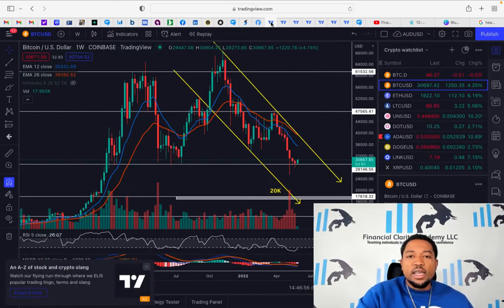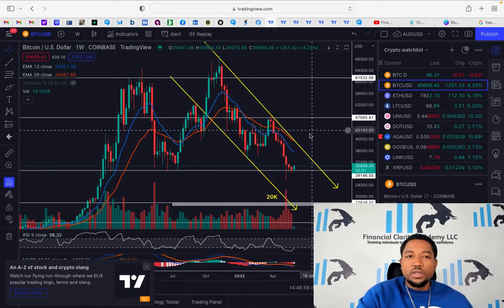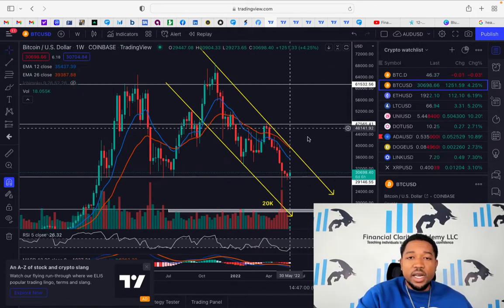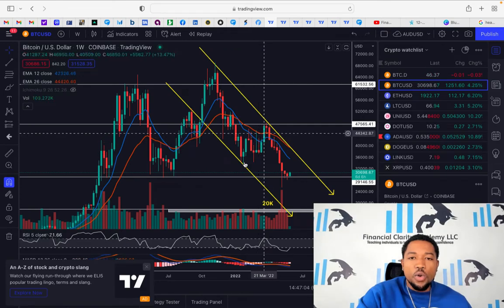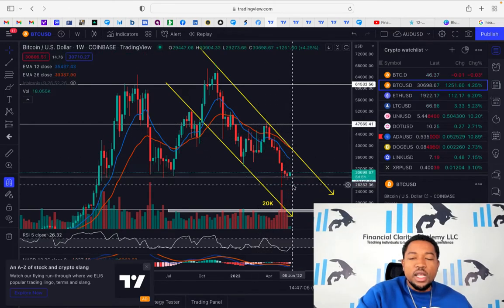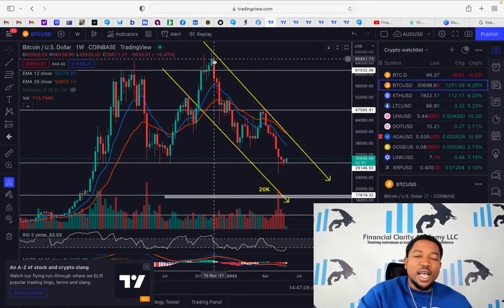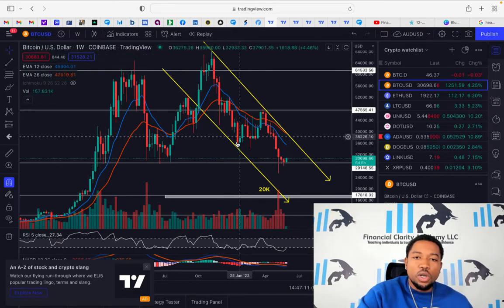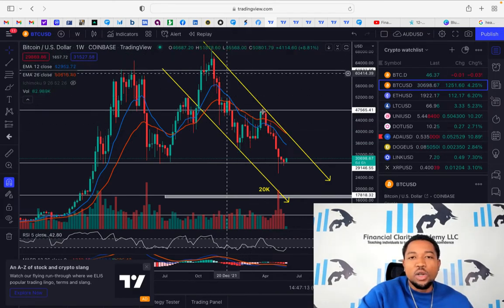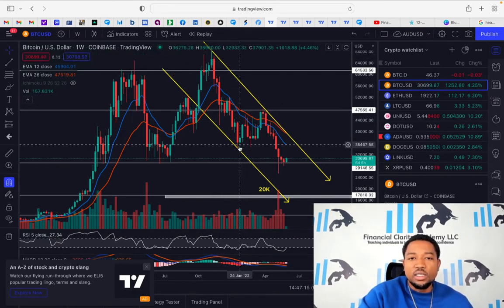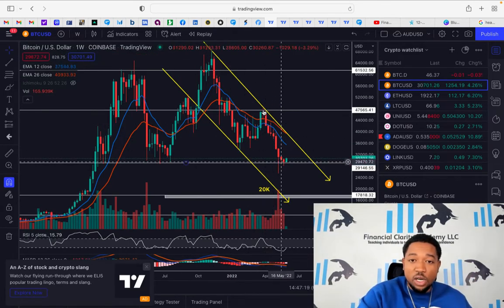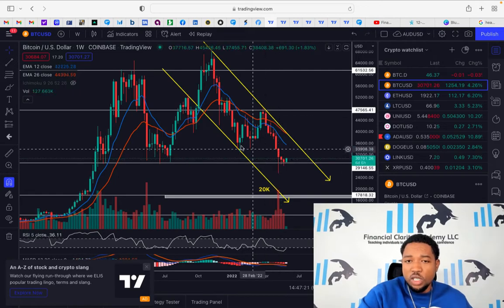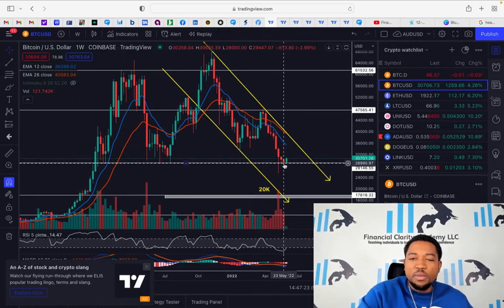This is the Bitcoin chart in the cryptocurrency market. If you notice, we're making a lower low, lower high, lower low. That's a correction, so this is a downtrend. This high is lower than this high, and this low is lower than this low, so this means we're trending down. Now this low is a lower low, which is lower than this low, and we need to make a lower high.